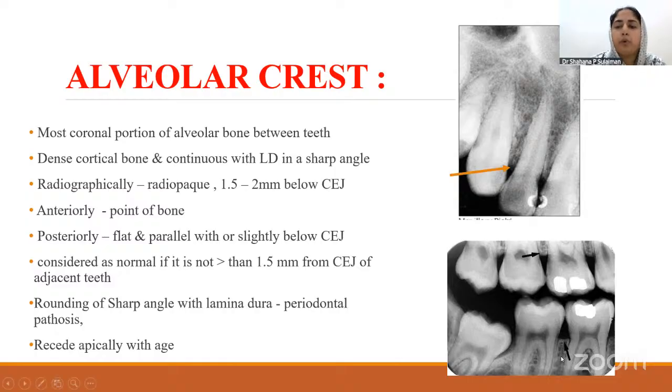Up to 1.5 mm below the CEJ, you can consider it as normal. But if it goes below 1.5 mm, then that means there is some pathology happening there. And also if the sharp angles get rounded off, then you can suspect periodontitis might be happening there.